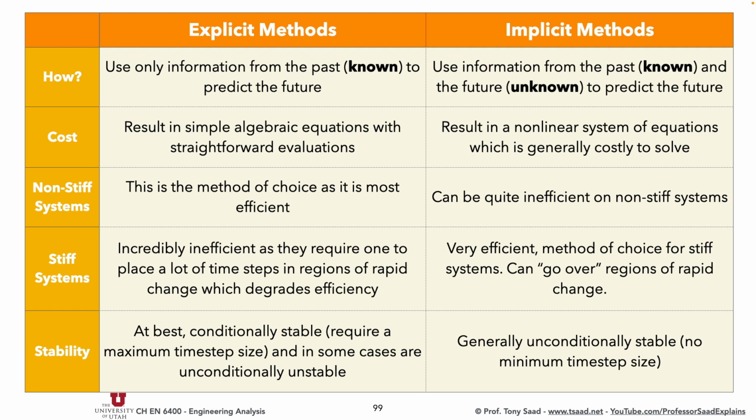Explicit systems are conditionally stable. Your time step size, how much you can go in time at any instant to solve the system, is limited by the fastest time scale. You cannot go faster than the fastest time scale. Implicit methods don't have that problem. I can go whatever time step I want. I am unconditionally stable. Okay?